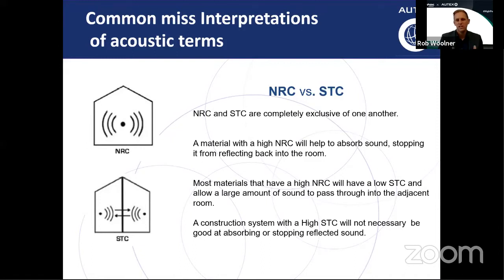Normally, when we increase density and use products such as concrete, something that is dense like that, that has a great STC value and it stops sound going through that substrate. When you have a product that has high STC, it tends to reflect the sound back into the room, and that is when you then need a product with high NRC to absorb that.